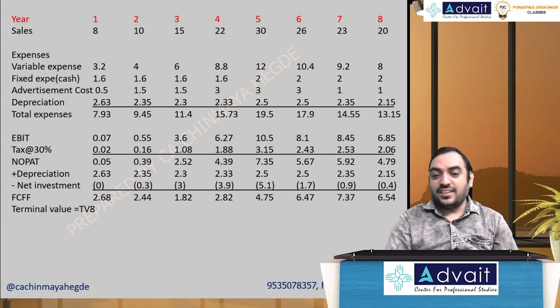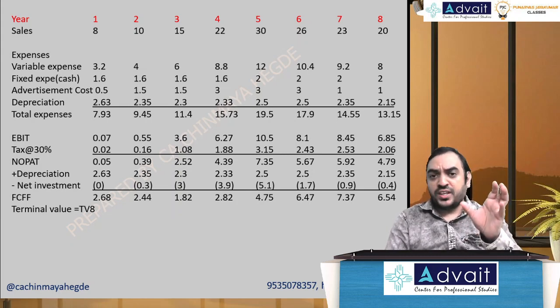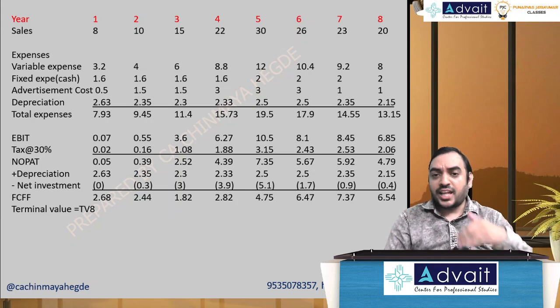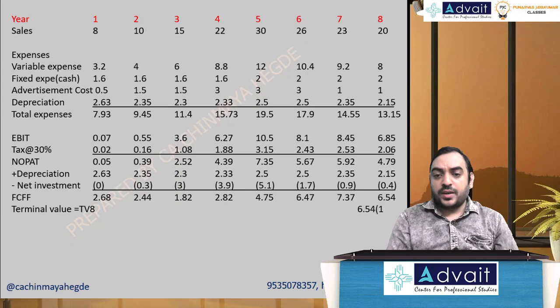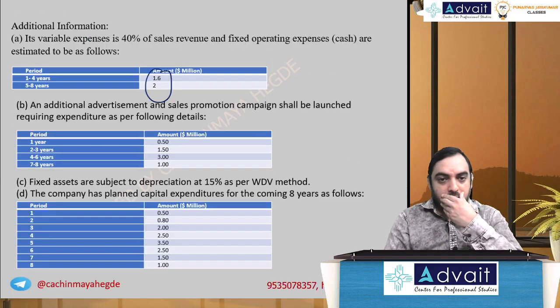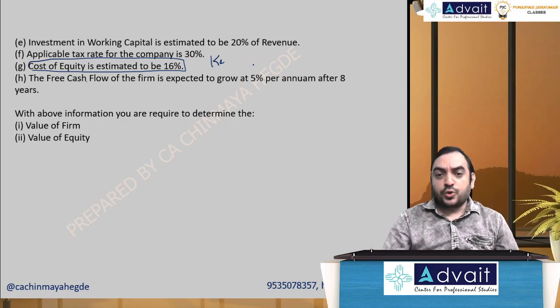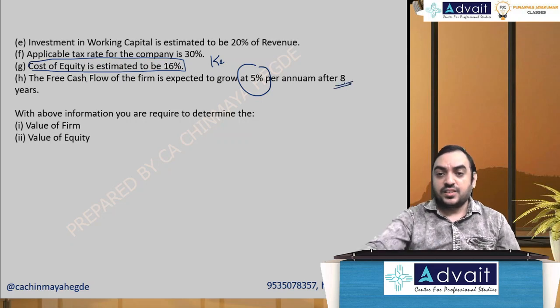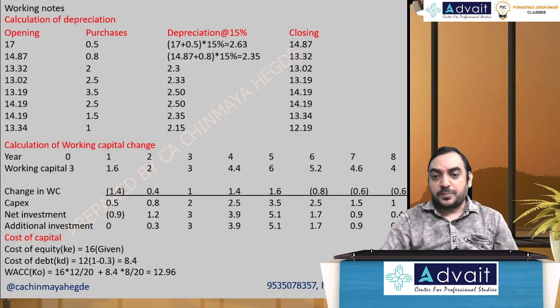How do you calculate TV8? Cash flow of year 9 by K minus G, or cash flow of year 8 into 1 plus G. So 6.54 is cash flow of year 8, into 1 plus, what is the growth rate? Have they given the growth rate or not? The cash flow from the firm is expected to grow 5% after 8 years. That means 9th year onwards. After 8th year means 9th year onwards, it is going to be 5%.